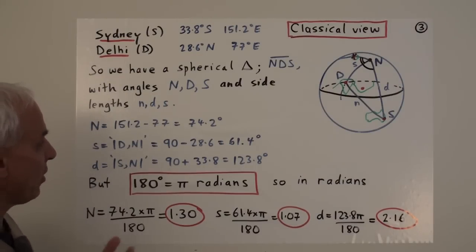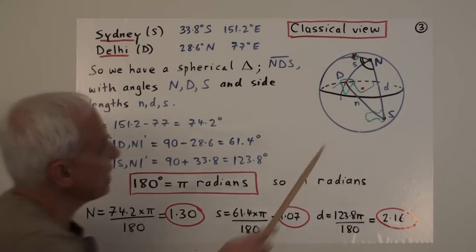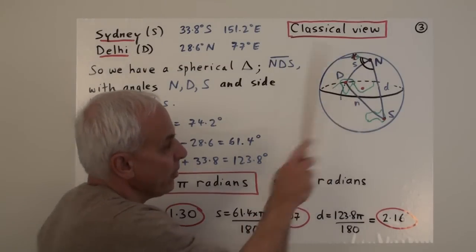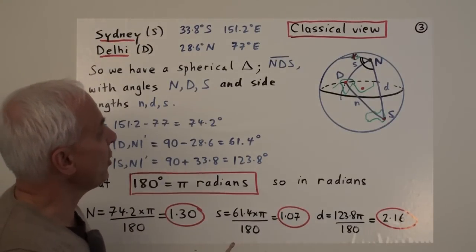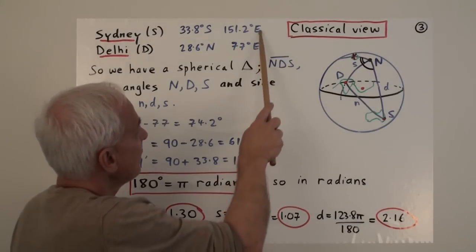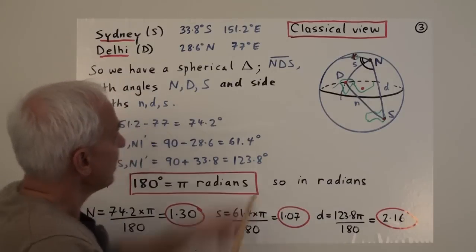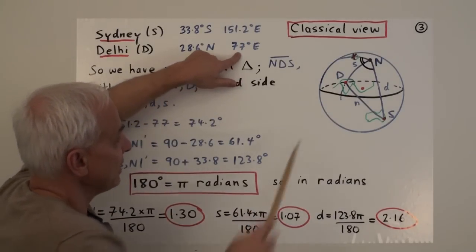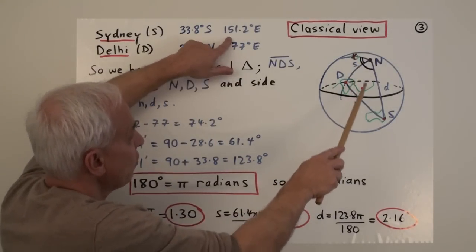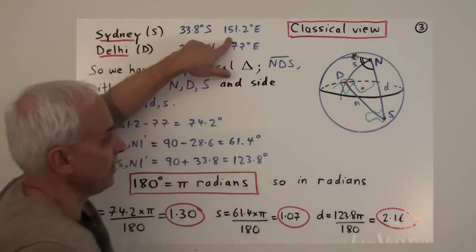Okay, so what do we know? Well, the first thing that we can figure out is this angle here. We know the longitudes: Delhi's at 77 degrees east, and Sydney's at 151 degrees east.